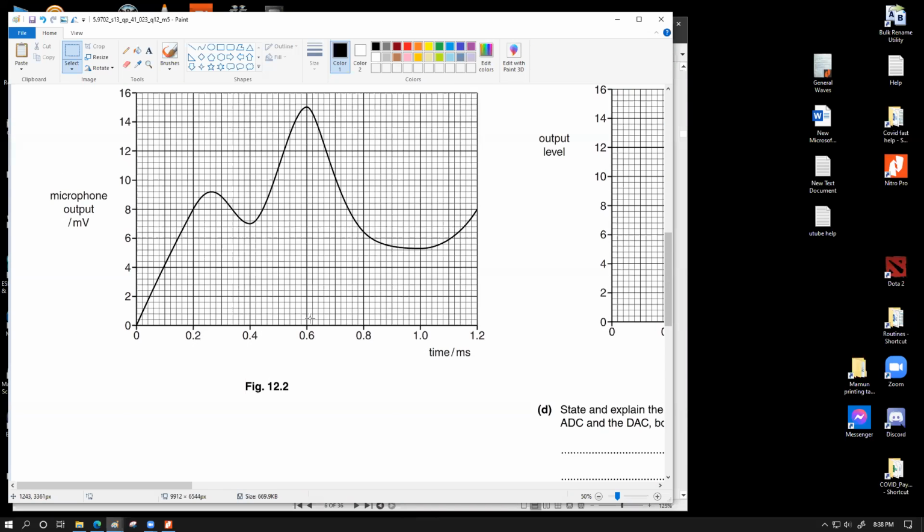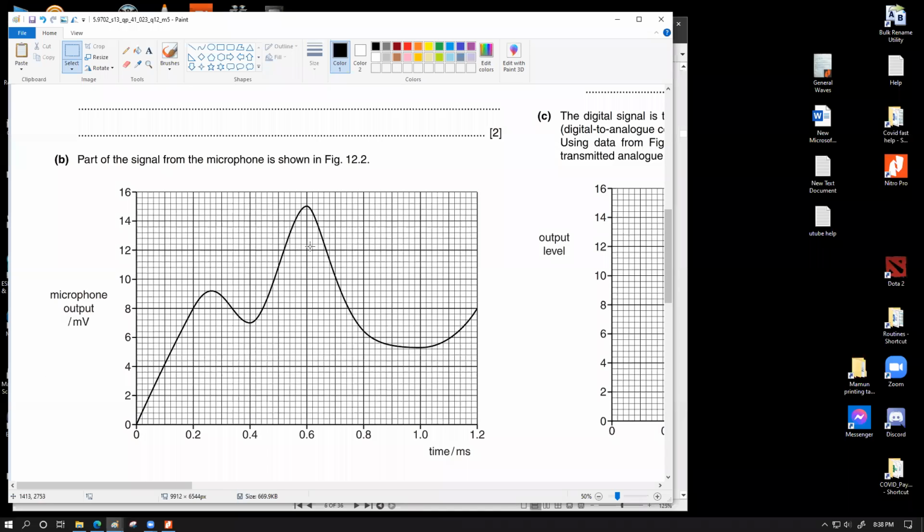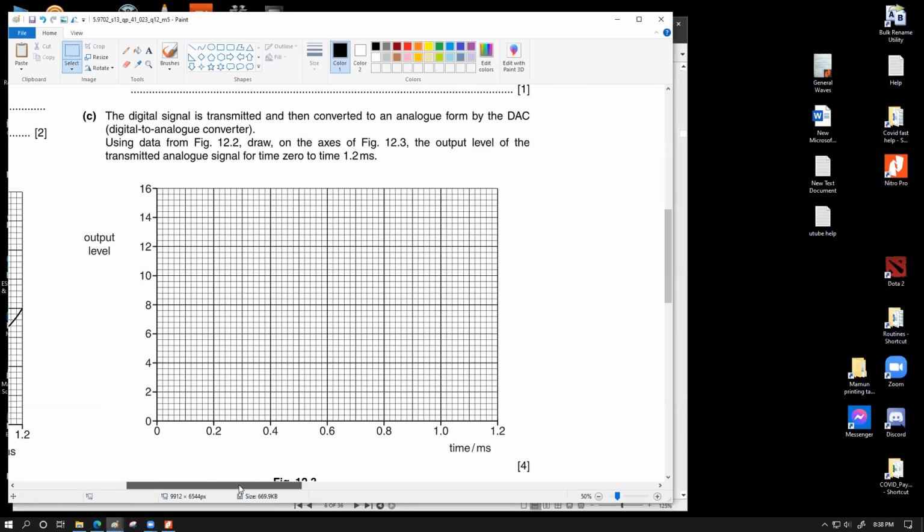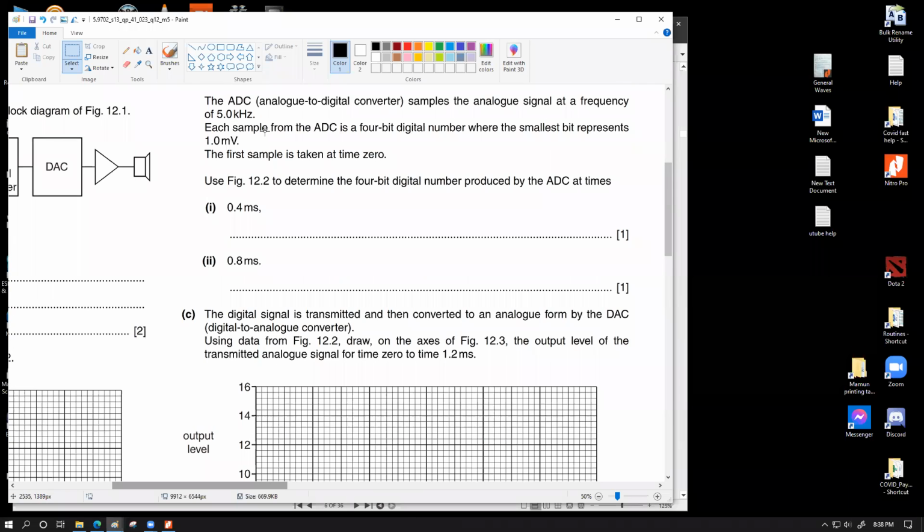Part of the signal for the microphone is shown in figure 11.2. So this is a certain microphone signal that is going by. You can see that we have the time base given, the time measurements given, and the output of the microphones are given as well. The question says the ADC, or analog to digital converter, samples the analog signal at a frequency of 5 kilohertz. Each sample from the ADC is a 4-bit digital number where the smallest bit represents 1 millivolt. So 1 millivolt is our step size for the y-axis.